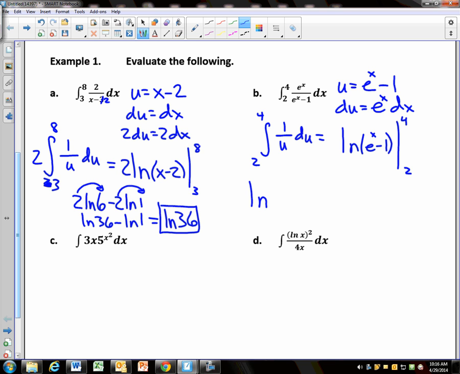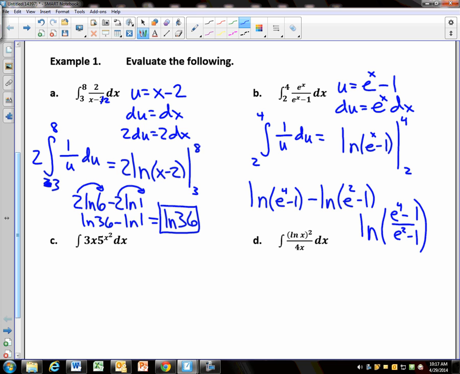We get the natural log of e to the 4th minus 1 minus natural log of e squared minus 1. Can you do anything about the subtraction on the inside? No, you can't. Can you do something about the subtraction here? Put them over each other. Natural log of e to the 4th minus 1 over e squared minus 1.